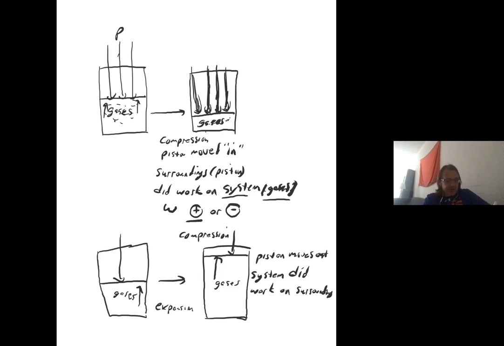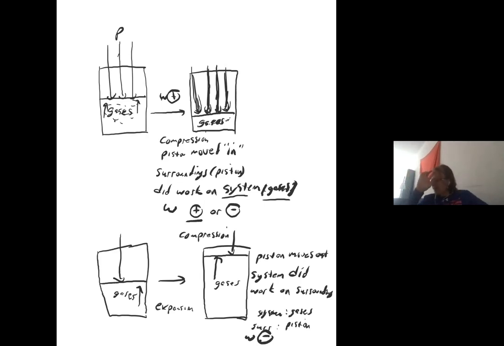And then remind yourself, the system is the gases, and then the surroundings is the piston. And here, the W would be negative. Okay, so for there, it's negative. For this one, W is positive. And then you'll be okay with that one. Okay, so compression, W is positive. Expansion, W is negative, right?